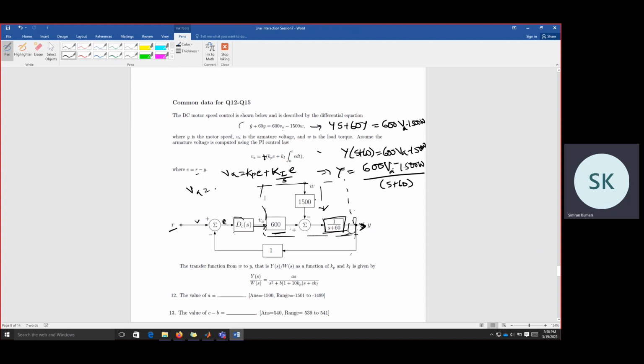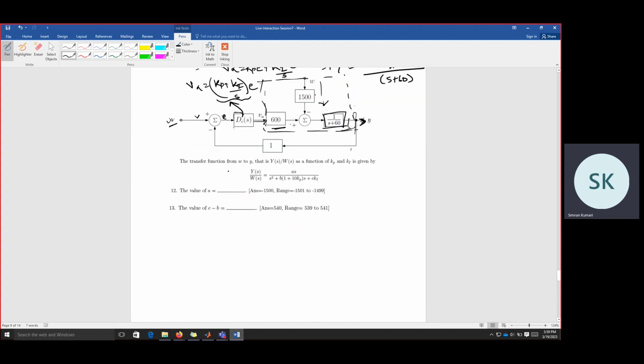So Va is equal to Kp plus Ki by s into E. This is the overall closed loop control system where the objective is that this motor speed tends towards this reference motor speed, and for that the armature voltage is being changed based on whatever the error is between the speeds. For that, this PI controller is being used.